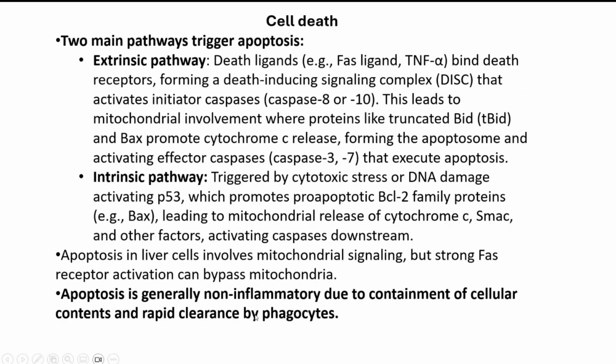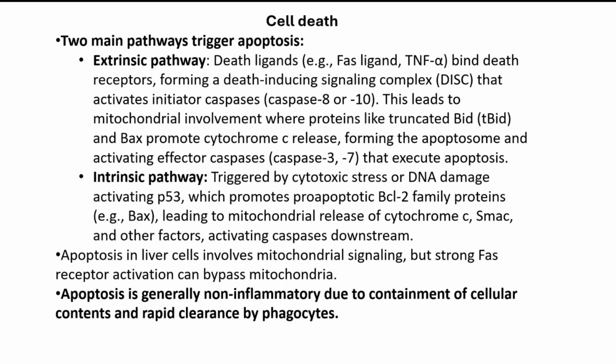The two main pathways that trigger apoptosis are the extrinsic pathway and the intrinsic pathway. In the extrinsic pathway, death ligands like Fas ligand and TNF alpha bind death receptors, forming a death-inducing signaling complex that activates initiator caspases, that is caspase 8 and 10. This leads to mitochondrial involvement, where proteins like truncated BID and BAX promote cytochrome C release, forming the apoptosome and activating effector caspases, that is caspase 3 and 7, that execute apoptosis.